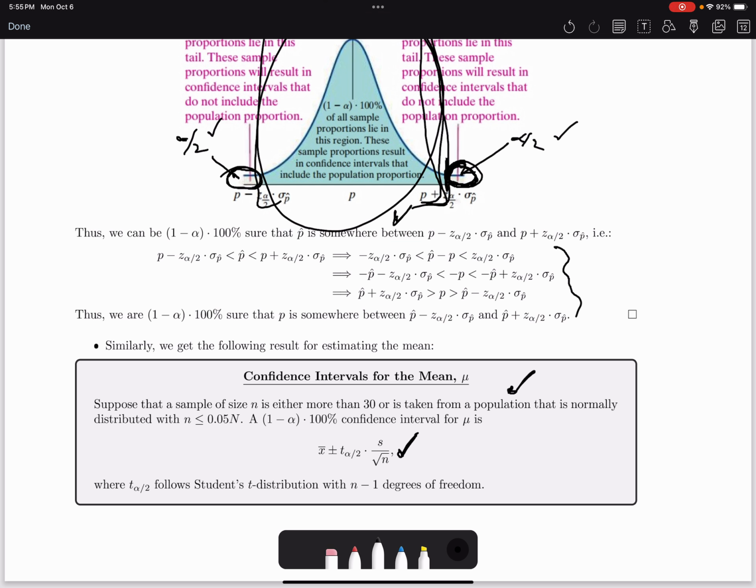So moving forward, we're going to look at two sample hypothesis tests and their corresponding confidence intervals. So I will catch you in the next section when we talk about that topic.